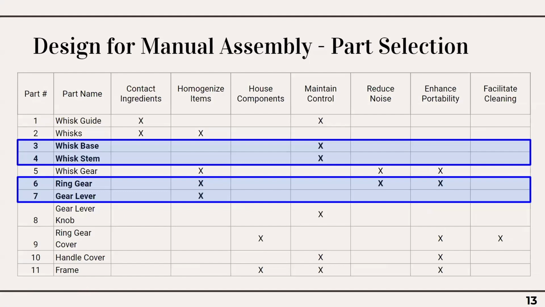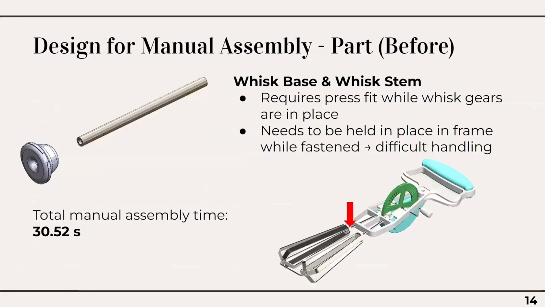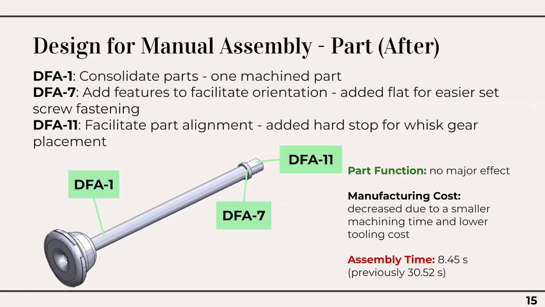The whisk base and whisk stem share the functive of maintain control, while the ring gear and gear lever share the functive of homogenize items. Looking at the whisk base and whisk stem, these parts require press fit while the whisk gears are held in place. They also need to be held in the frame while fastening, which poses handling difficulties. The original total manual assembly time was 30.52 seconds.